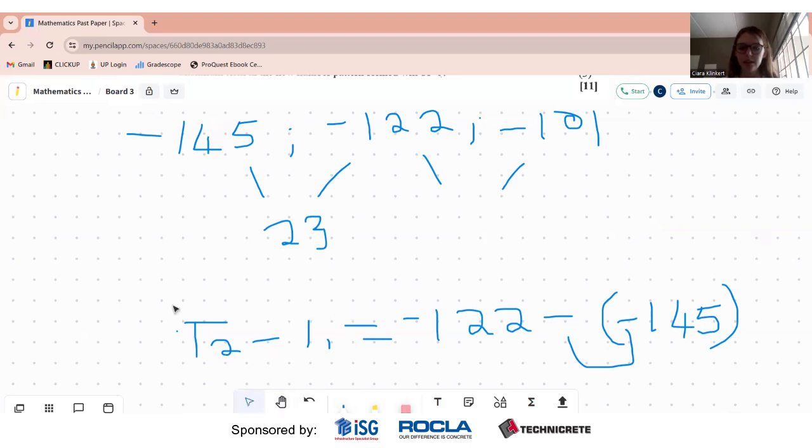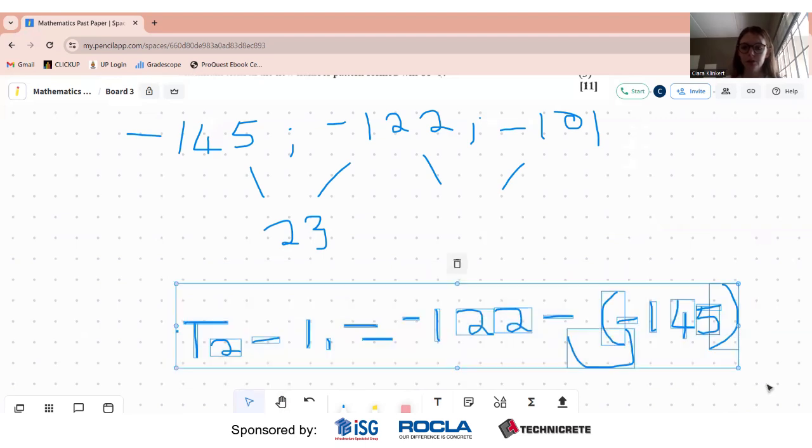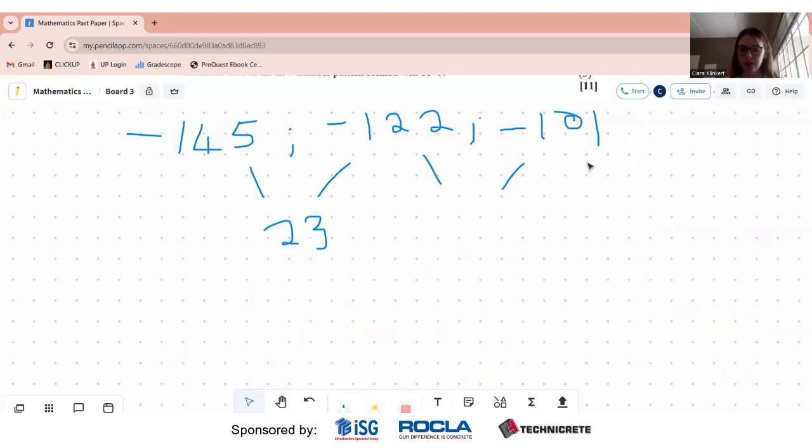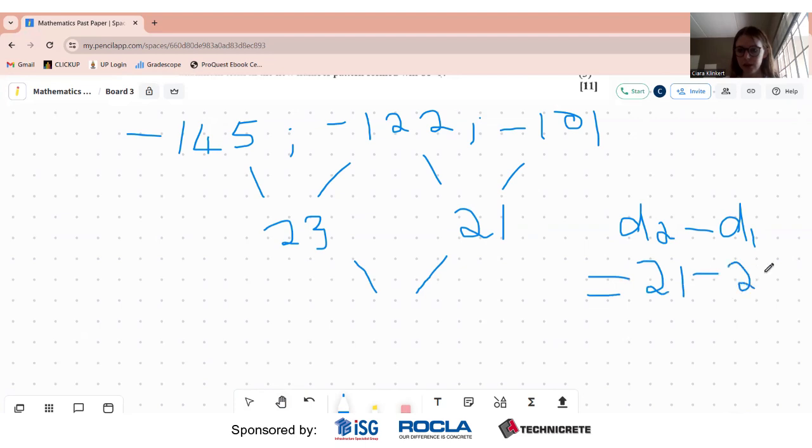And then I do exactly the same thing for T3 and T2. So I say negative 101 minus negative 122, and I get 21. So do you see my first difference is not constant? But if I calculate the second difference between these terms, so I say difference 2 minus difference 1, I'm going to say 21 minus 23, and I'm going to get negative 2.